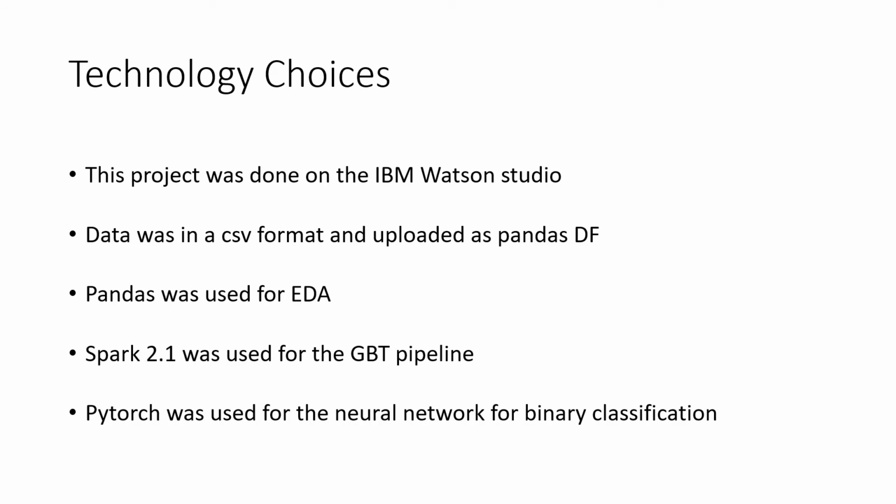Technology choices. The project was done on IBM Watson Studio. The data was in a CSV format and then uploaded into the Jupyter Notebook as a Pandas data frame. Pandas was used for the exploratory data analysis. Spark 2.1 was used for the gradient boosted tree pipeline, and PyTorch was used for the neural network for binary classification.